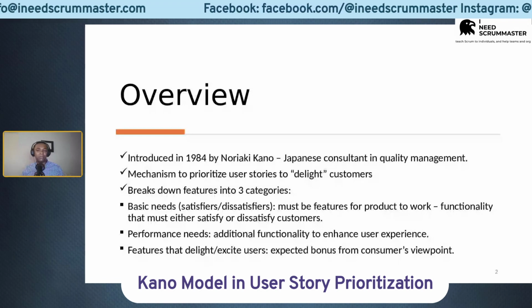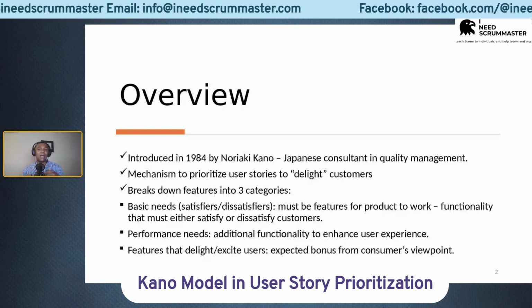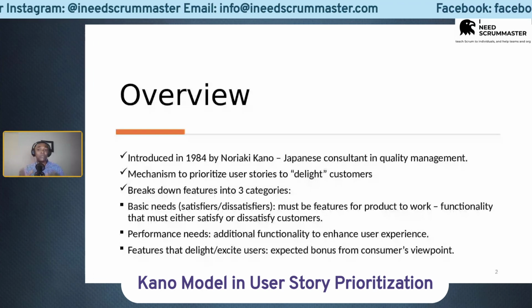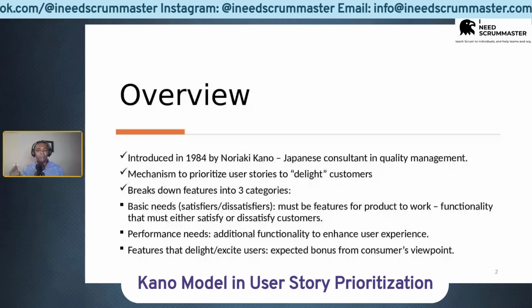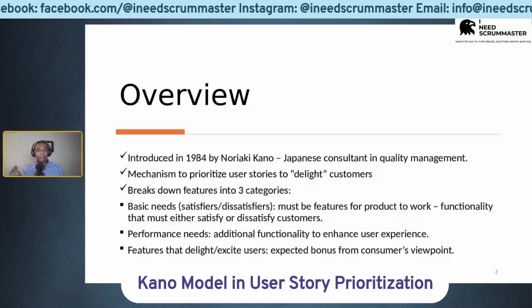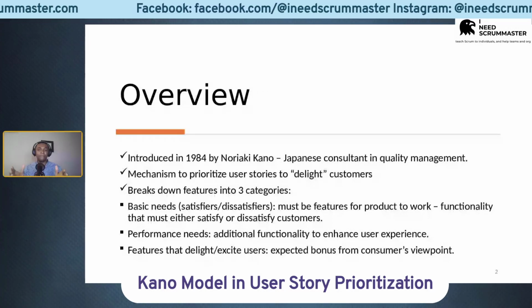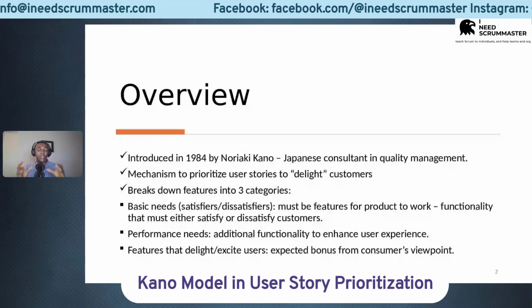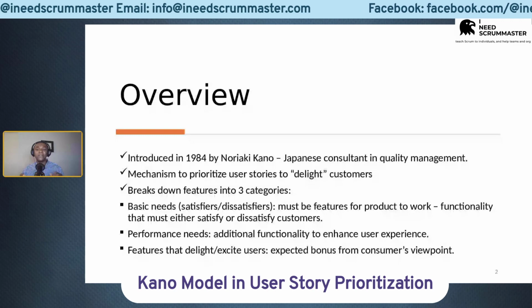So as a Scrum practitioner, think about these three basic things when you are refining or grooming your stories in the product backlog, especially in the product backlog refinement session. Do you have your basic needs? Do you have your performance needs? And do you have features that will excite or delight your users? Believe me, when you raise this Kano model with your PO, he or she will love it. Thank me later for sharing this with you.